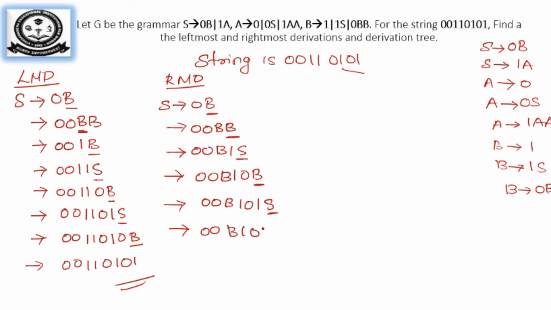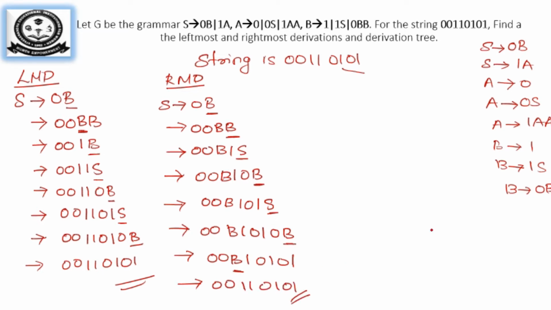00B 1010B. Okay, so I am getting the last term. So again I will substitute 1 over here. So you will have 00B 10101. Now finally this B can be replaced with 1. So you will have 00110101. So it is also accepted using rightmost derivation.